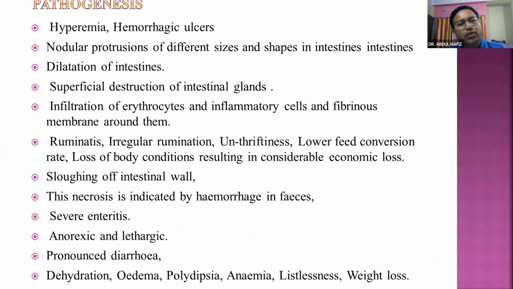Pathogenesis or pathological symptoms are, we know, hyperemia, hemorrhagic ulcers, dilatation of the intestine, submandibular edema, sloughing of the intestinal wall, severe enteritis, and edema may also occur, anemia, weight loss, and cachectic condition also.